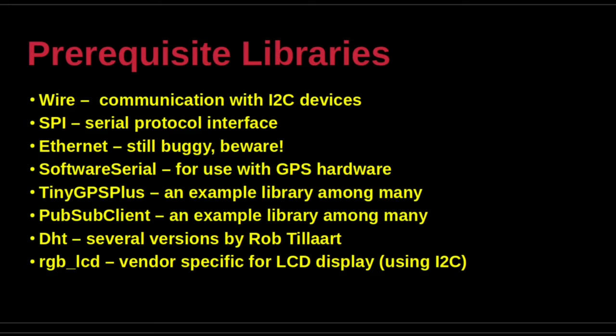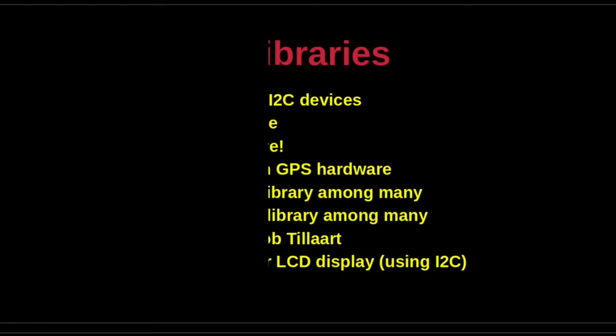Tiny GPS Plus is an example library to process GPS raw data. There are many others that can be substituted. PubSub Client is an example library to queue messages to a broker for syndication. DHT is a highly recommended library by Rob Tillaart. He has some other variations too. RGB underscore LCD is a vendor-specific library for LCD display using I2C.